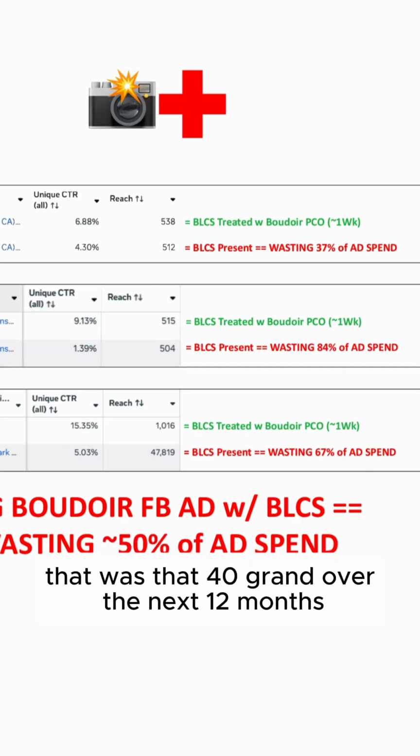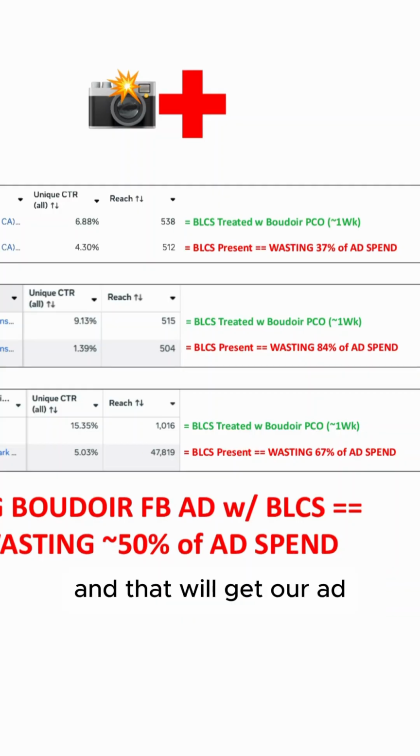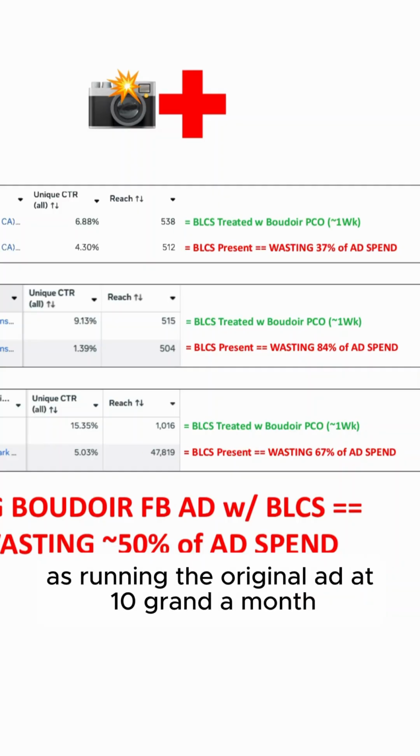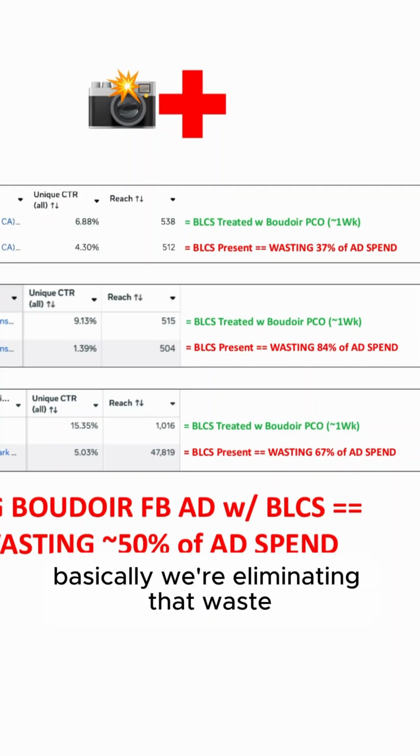So pocket that, what's that, 40 grand over the next 12 months, kind of phantom profit back in the business owner's pockets. And that will get our ad into the same number of women's brains as running the original ad at 10 grand a month. So we're basically eliminating that wasted ad spend and putting it back in our pocket.